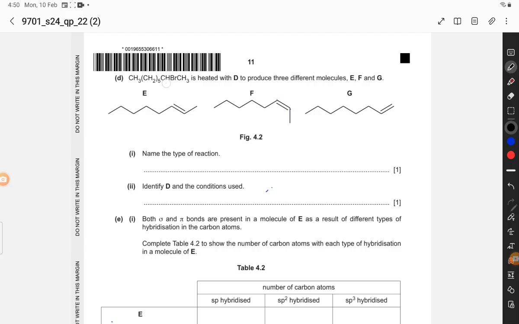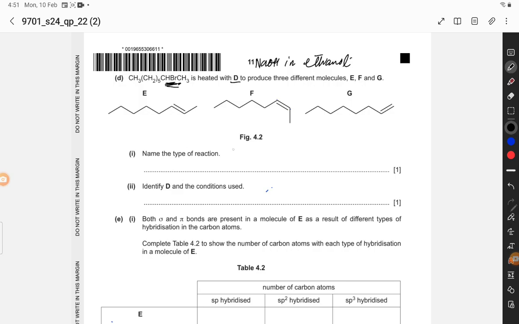So this molecule has bromine over here. So when it reacts with D, this bromine is going to be replaced, forming a double bond. So in the presence of the reagent, D would be sodium hydroxide. The D is sodium hydroxide in ethanolic medium, in ethanol. So the bromine is replaced and a double bond is formed.